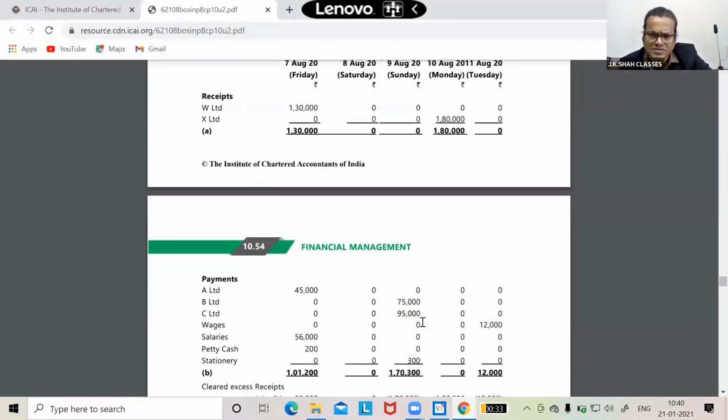Payments. Achha, it's shown separately. Good. Did you see that? 75 and 95 going on 9th.